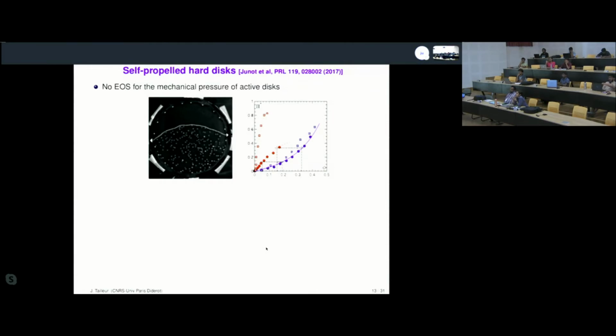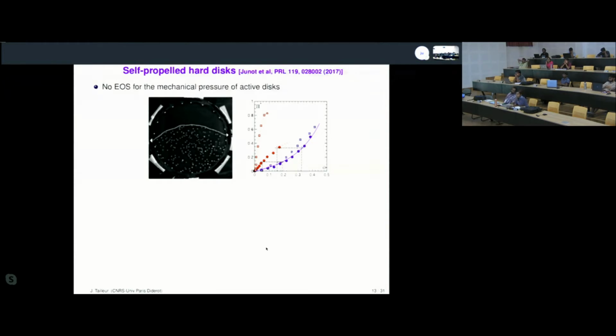So what Olivier did is he considered an experimental system in which you have a bunch of self-propelled disks. So you put asymmetric disks on the plate, you vibrate the plate, and the disks move. And here on the left, you see an image seen from the top in which the active disks are confined by a flexible chain. So by looking at the radius of curvature of the chain and using Laplace law, you can measure the pressure exerted by these disks, and you can look at this pressure for two different stiffnesses of the chain.